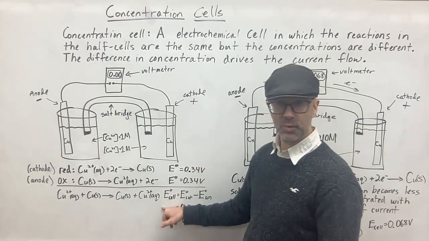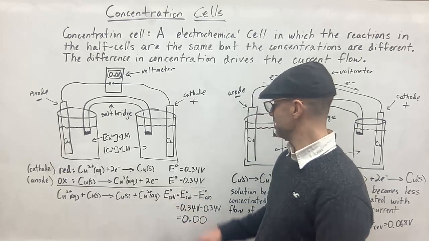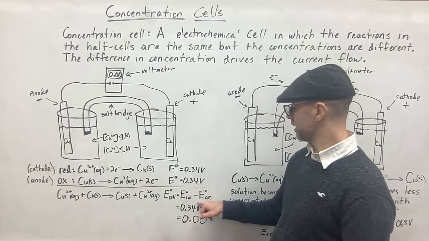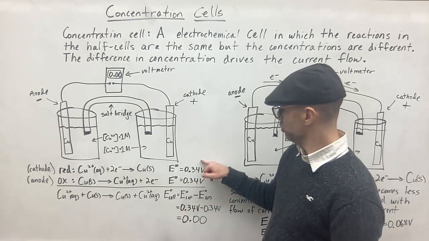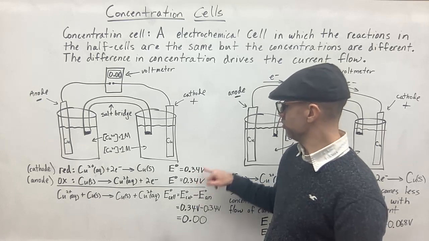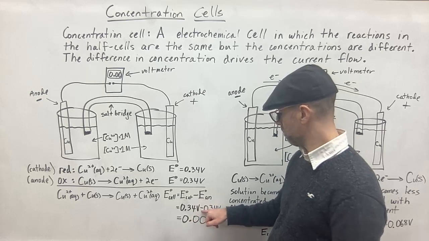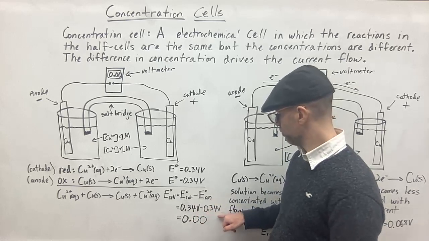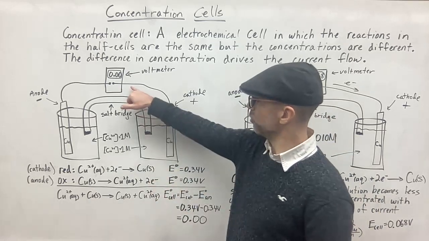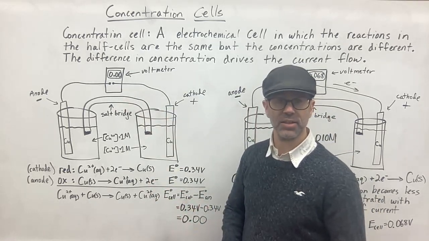Also, remember the equation, the standard cell potential is equal to the cathode potential minus the anode potential. So using the reduction potentials here, you can plug in both numbers. 0.34 volts minus 0.34 volts gives you 0. So there is no voltage, no current occurring here because everything's exactly the same.